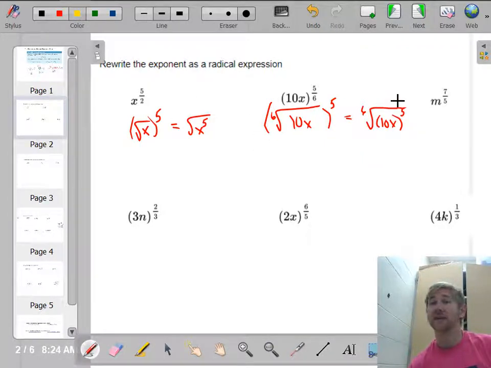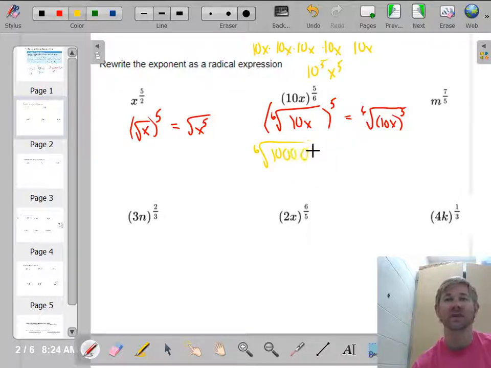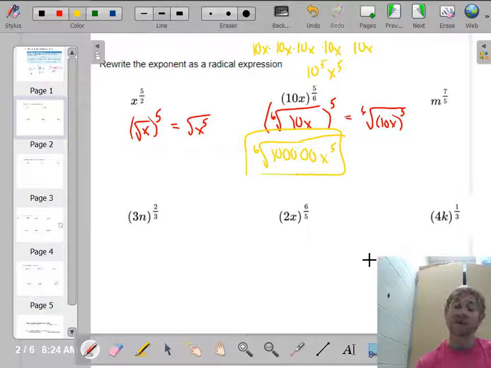So to simplify this, because you could simplify that, you could say the 6th root of 10x to the 5th power would be, I could write it out just to remind you, 10x times 10x times 10x times 10x times 10x, which is like saying 10 to the 5th, x to the 5th. Well, 10 to the 5th is a 1 with 5 zeros, and then x to the 5th is just x to the 5th. So this could be written as the 6th root of 100,000 x to the 5th. And that's probably the best answer because it does simplify that 10x.